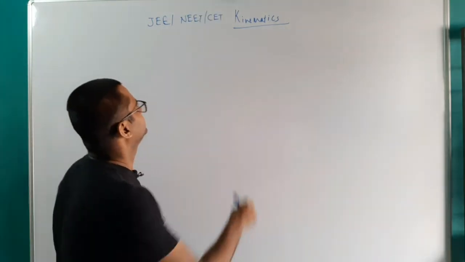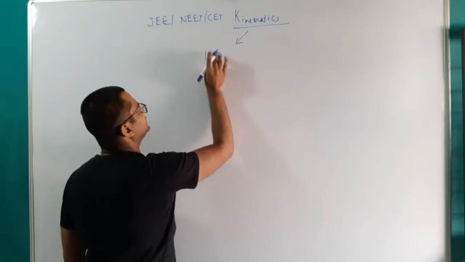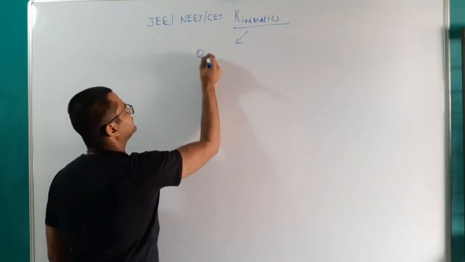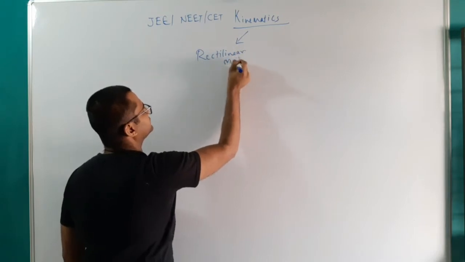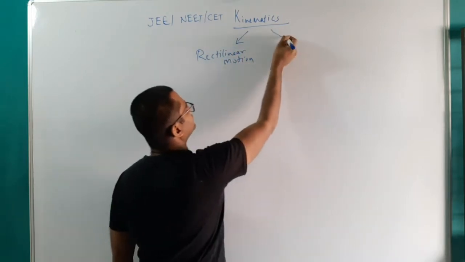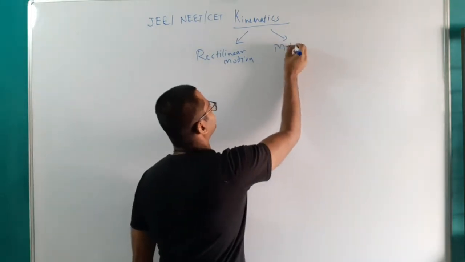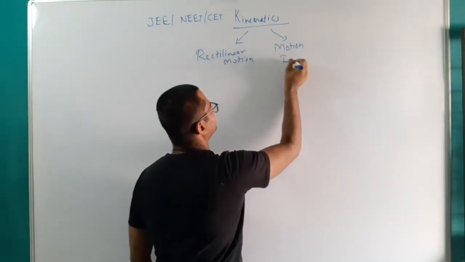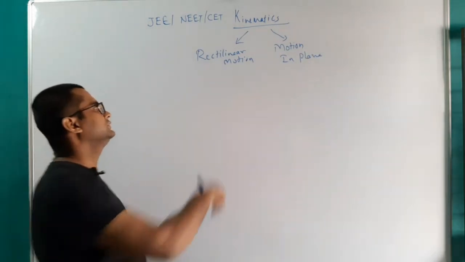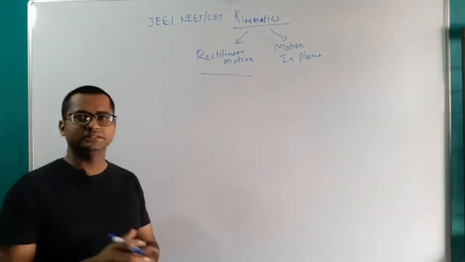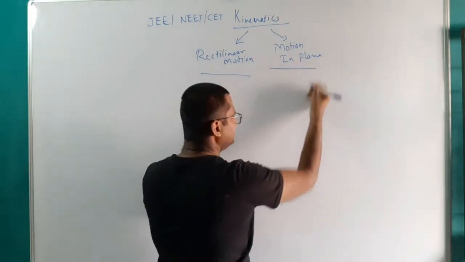And in kinematics, there are two basic parts in our syllabus. It is 1D or motion in straight line, rectilinear motion, and there is one more motion which is motion in plane. So we have already covered the rectilinear motion in our previous classes. So in today's lecture we will start with motion in plane.